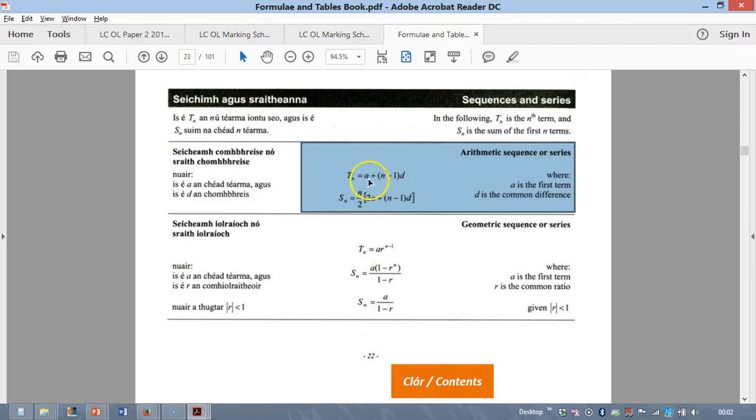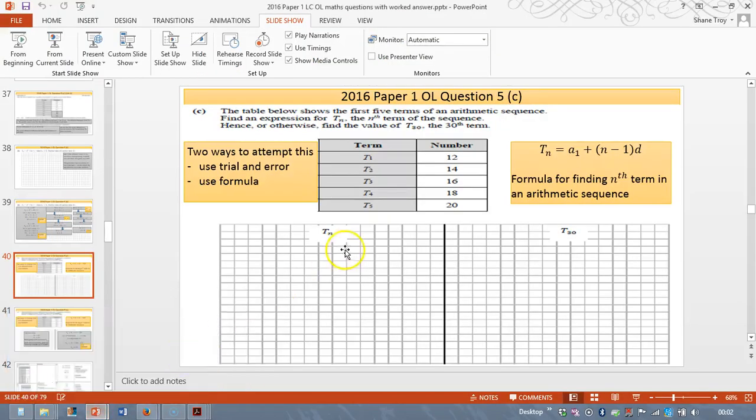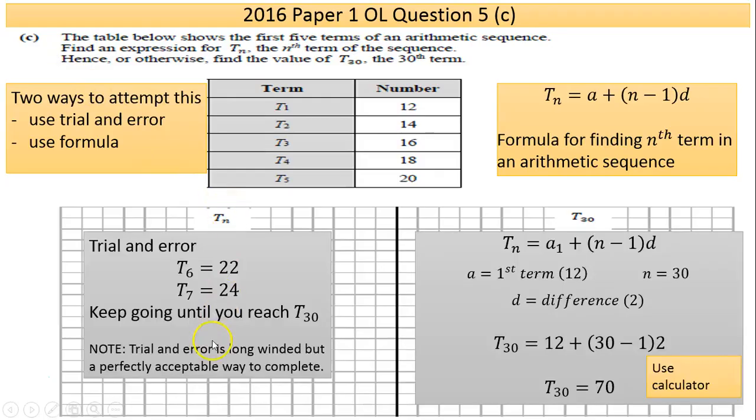So it's the Tn that I need. Now, if you don't know what you're doing and you just look for Tn in the maths tables and write it in there, you're going to get something for it. Now I'm going to bring it back up to the slideshow, to the answer. So what I've done here is find an expression for Tn, the nth term of the sequence.